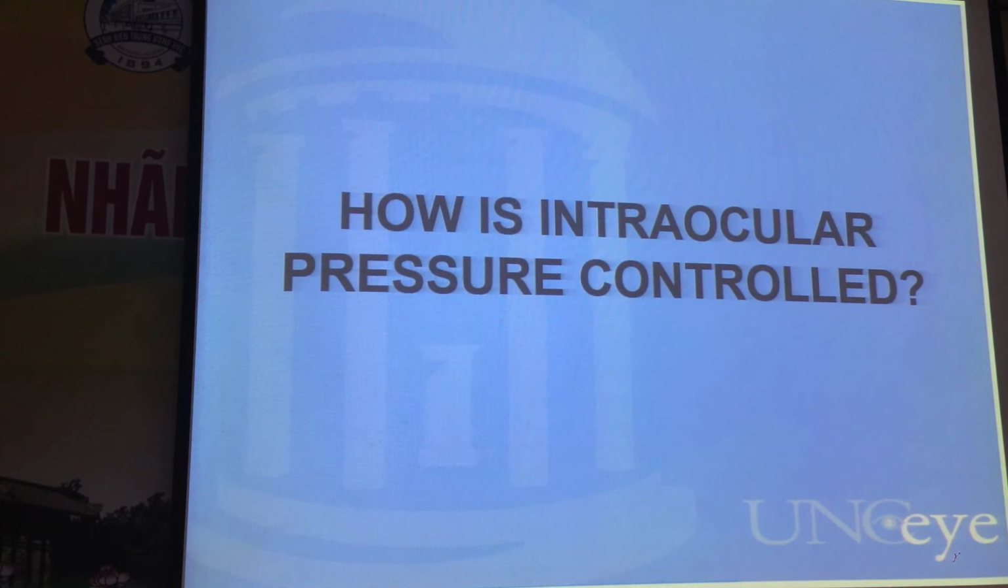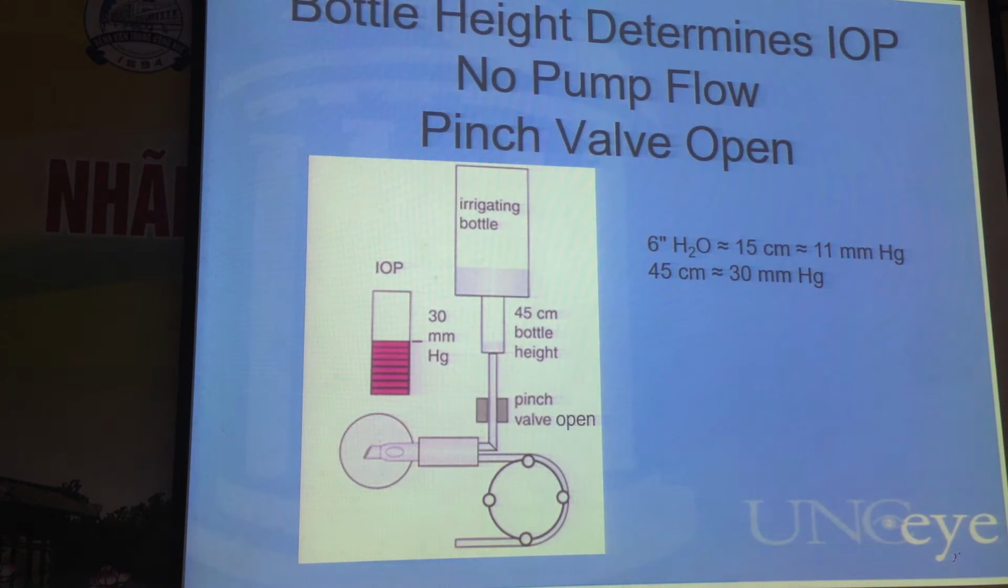So the first concept is how is intraocular pressure controlled? Intraocular pressure is controlled by the bottle height. So if you have a pinch valve open and you have no pump flow, and the bottle height is at 45 centimeters, that's equal to about 6 inches of water, 15 centimeters, 11 millimeters of mercury, so 45 centimeters of height is going to be an intraocular pressure of about 30 millimeters of mercury.